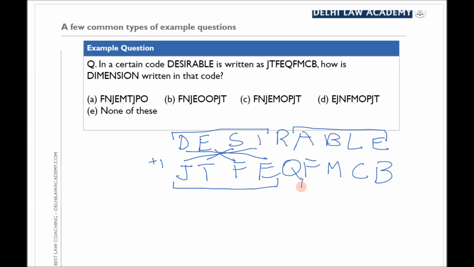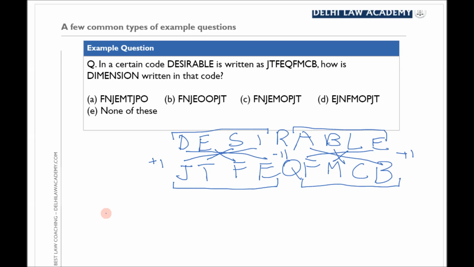Similarly, let's look at the last 4. Now A to B, E to F, B to C, and L to M. Again a +1 going on here. How about R and Q? Here there's a -1. So it looks like the pattern is that the first 4 are mirror images of each other, with a +1 shift happening. Ditto for the last 4, and for the middle character there's a -1 going on.